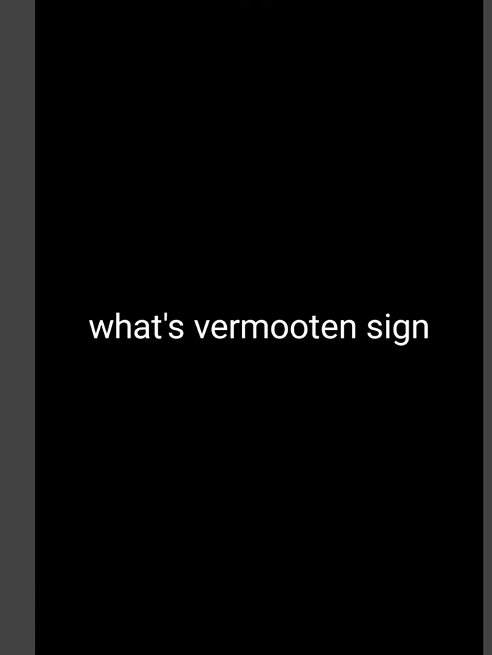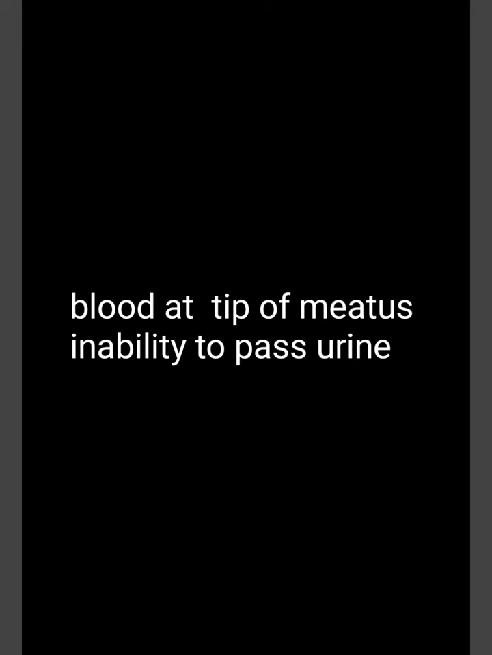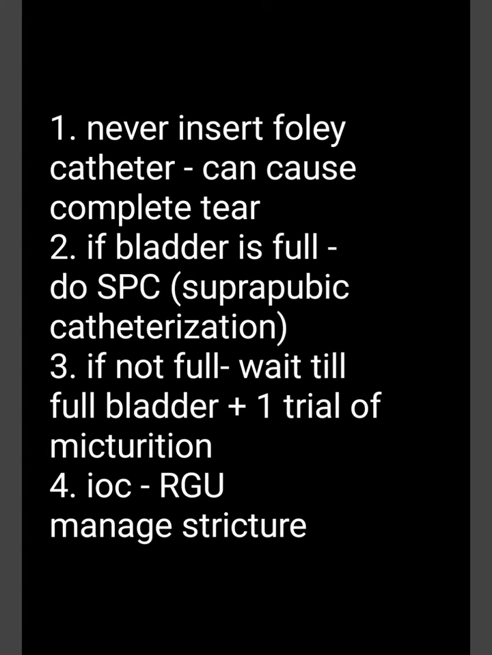Vermeulen sign. What's Vermeulen sign? It's a high-riding floating prostate, because the prostate is attached to pubis by puboprostatic ligament and its disruption causes a floating prostate. Clinical features of anterior and posterior urethral injury: blood at tip of meatus, inability to pass urine.